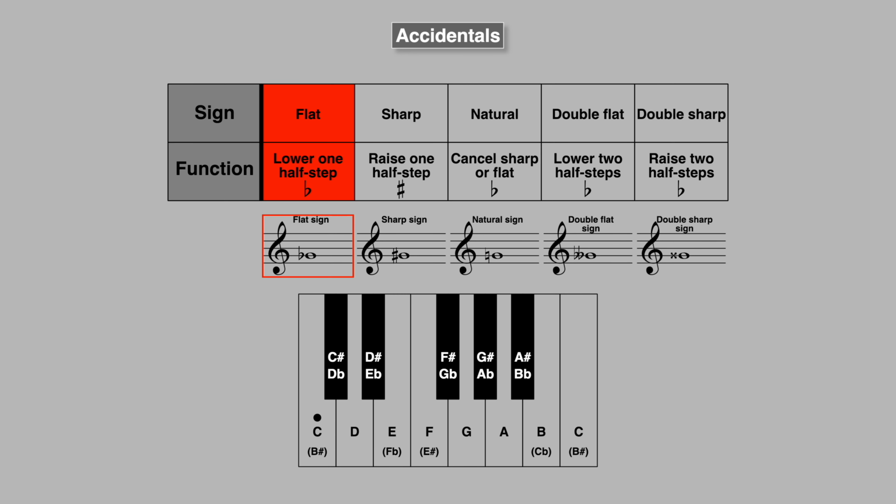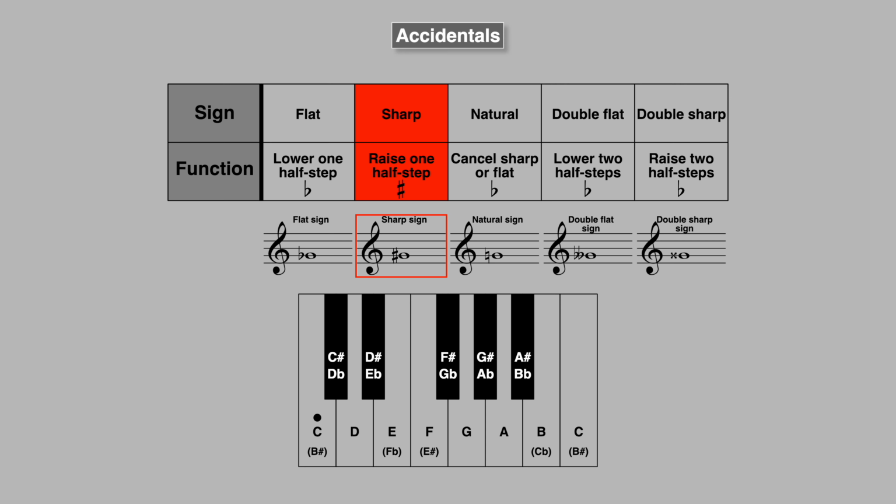The flat sign will lower the pitch of the note by a half step. As a result, the G has been flatted to G flat. The sharp sign will raise the pitch of the note by a half step. So instead of G, we will play G sharp.